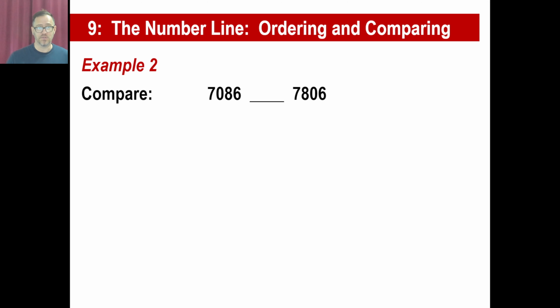So let's do this. Compare 7,086 to 7,806. If you're ever unsure about these, just start at your ones and go over. This is 6, that's still 6. That's 806, that's 7,806. This is 6, that's 86. That's still 86, that's 7,086. Since this is greater than, there you go. 7,086 is less than 7,806.